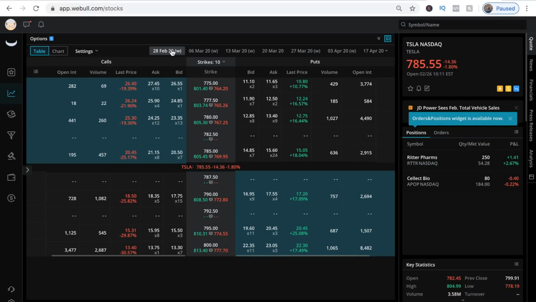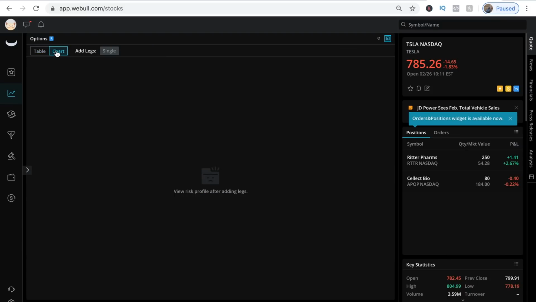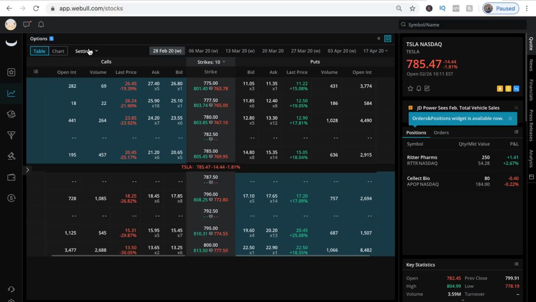And then on the top, we do have the expiration date. So it's something you want to see. Now, we could even change this to more of a chart setting. We can change this to a table setting. You can change all your settings if you would like, but we have the expiration date on the top.